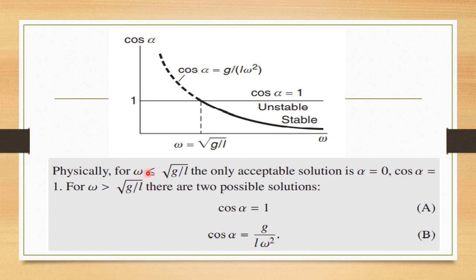And when omega is less than or equal to root g by L, the only acceptable solution is alpha equal to 0 or cos alpha equal to 1. Below this dotted line region is the mathematically inconsistent, or unstable, region. This is how we analyze the problem of the conical pendulum.